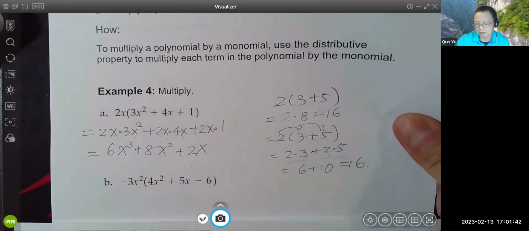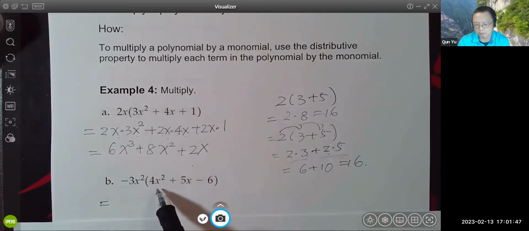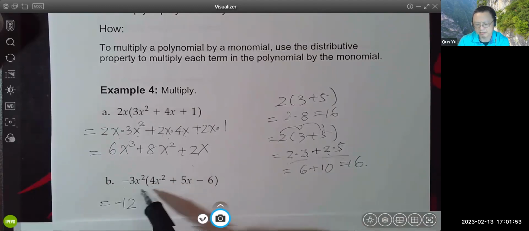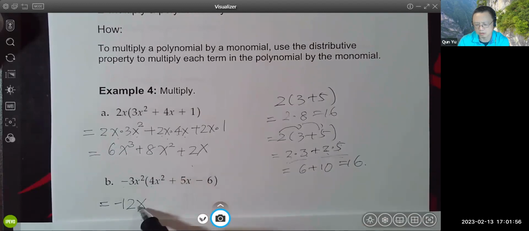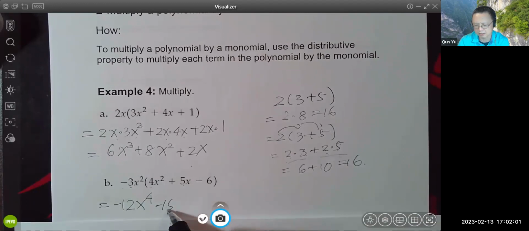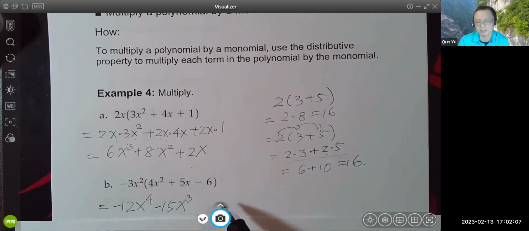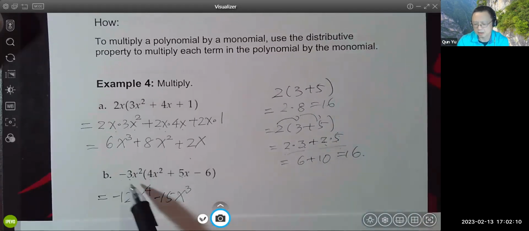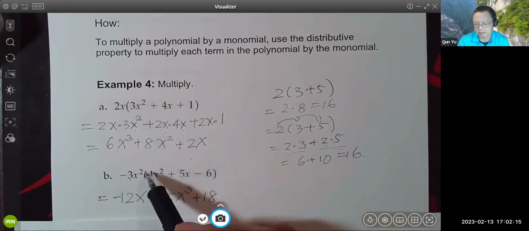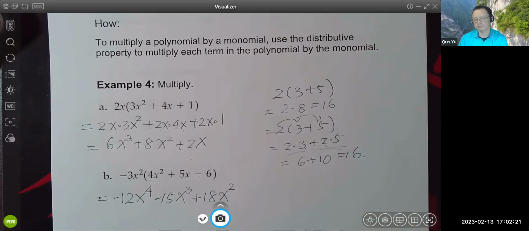So now let's look at the next one. I'm going to do it a little bit quickly this time. -3 times 4, -12. Just add exponents because they are the same variable. 2 plus 2 is 4. Next one, negative times positive is negative. That's 15. This is 2, this is 1. Totally is 3 because when you multiply, you add exponents. Now -3 times -6, that's positive 18. We don't have any change in x, we just copy this. So x squared. So that's the final answer.